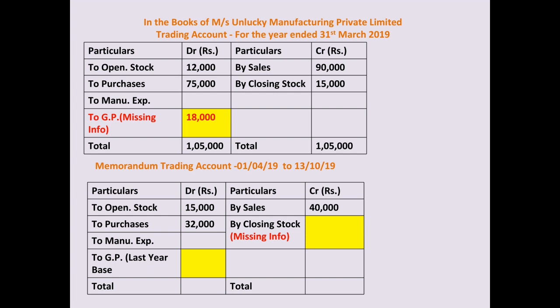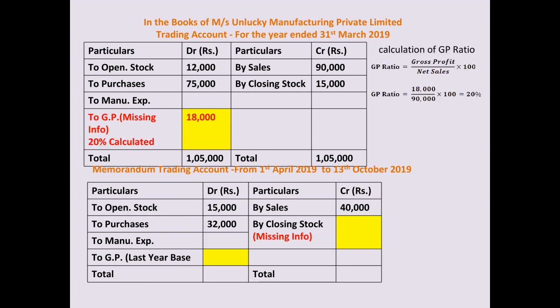Let us go ahead. Now we have to calculate the gross profit ratio. To calculate the gross profit ratio, the formula is gross profit upon net sales into 100. The gross profit is 18,000 and it's based on sales worth rupees 90,000. So 18,000 upon 90,000 into 100 becomes 20.